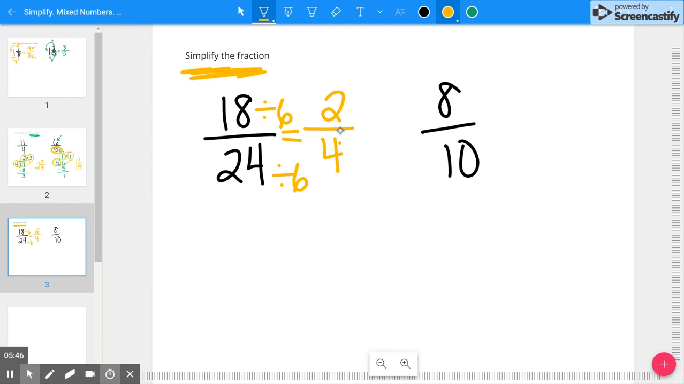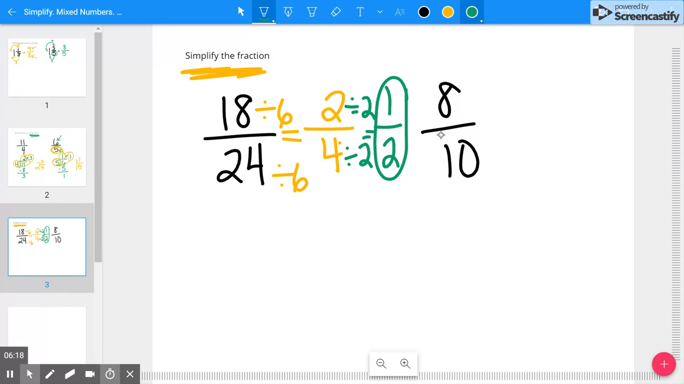So 2/4, but 2/4 is not simplest form. I think I can still divide. So can I do 2 divided by 2? Can I divide it by itself? And then could I do 4 divided by 2? I can. So I'm going to say 2 divided by 2 and 4 divided by 2. 2 divided by 2 is 1. 4 divided by 2 is 2. So 1/2 becomes my simplest form because my numerator is 1, and the only number I can divide 1 by is itself, 1. So that is simplest form.